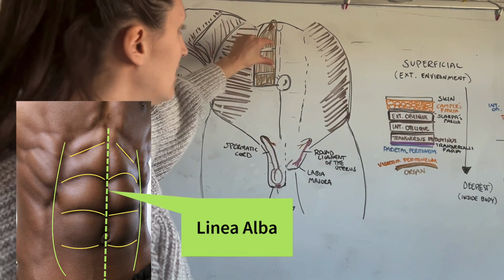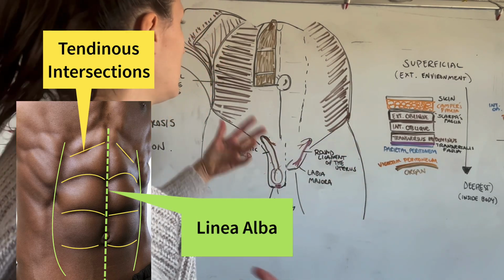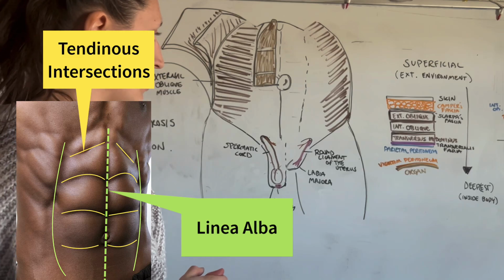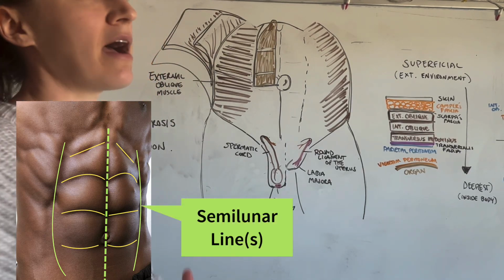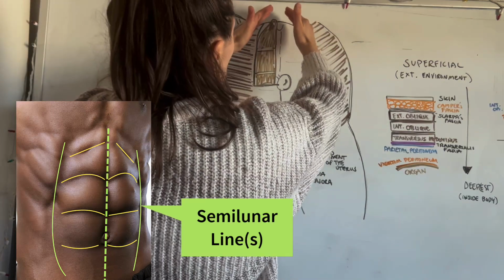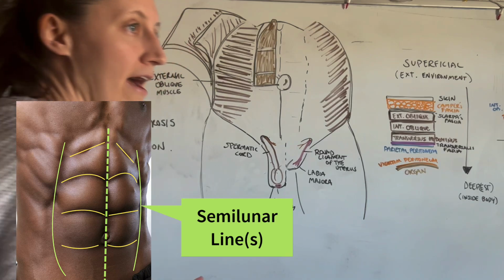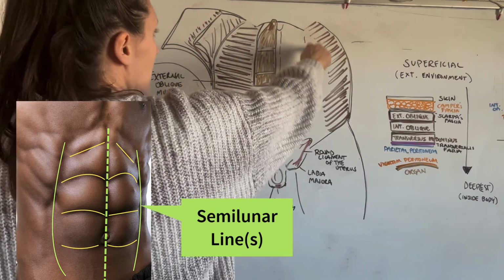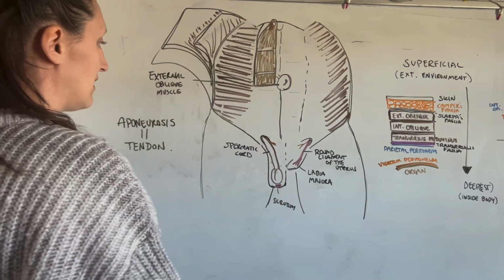You have tendinous intersections that create the different amounts of six-pack you can have. And then along the sides of my rectus abdominis is another line. And that line is called the semilunar line. And the semilunar line, think half moon, because it's a little bit curved. Semi, half, lunar, moon. So this is the line on the outsides of my rectus abdominis. So those are our lines, and that's our rectus abdominis.